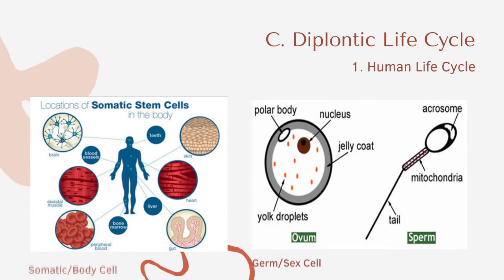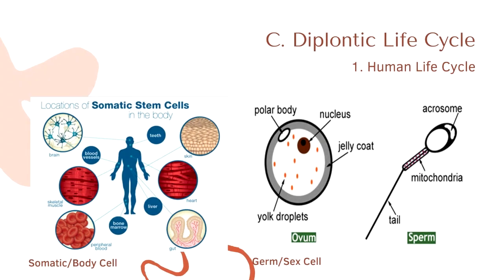Now we go to the last type of reproductive cycle according to the dominant stage, the diplontic life cycle. So from the name itself, diplontic, the dominant stage would be the diplontic stage. This is true to the human life cycle.